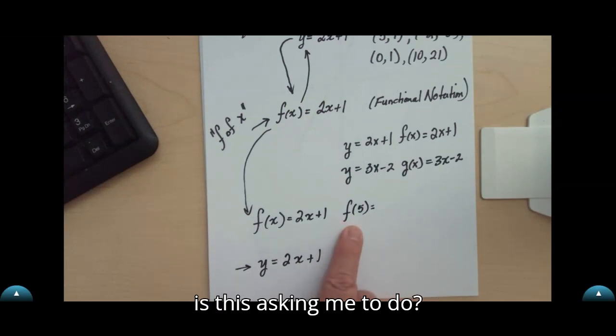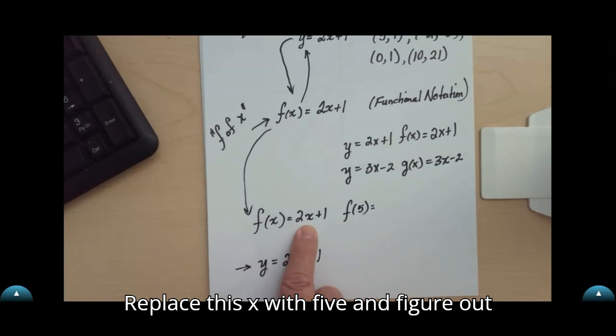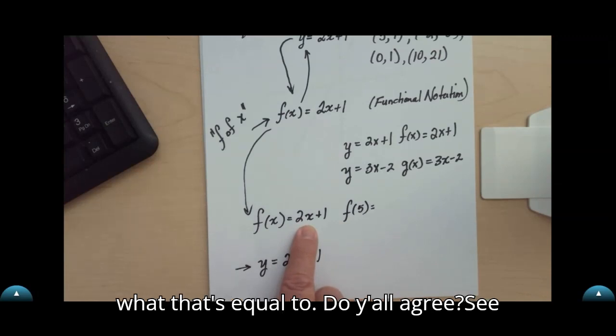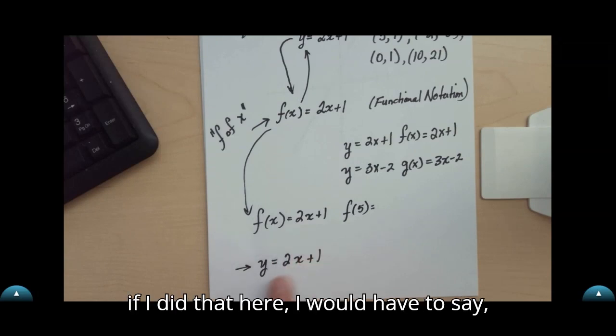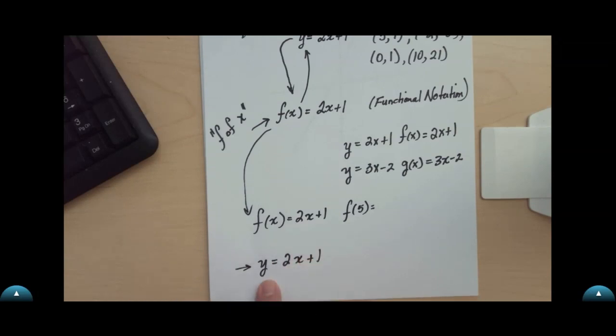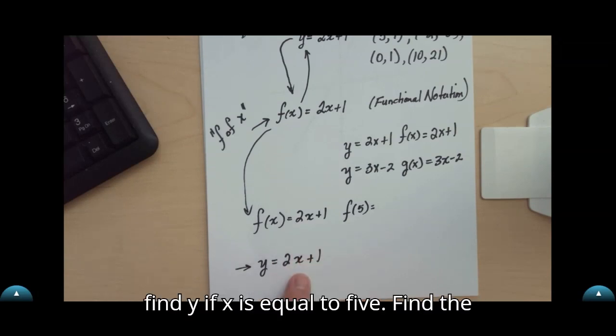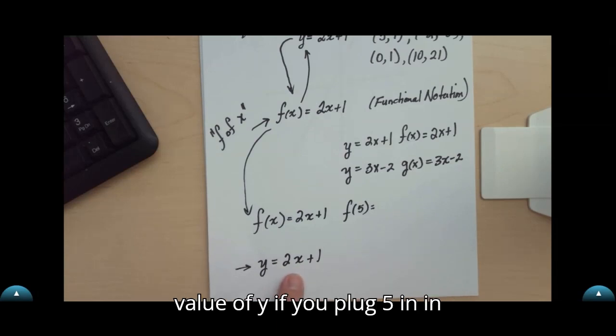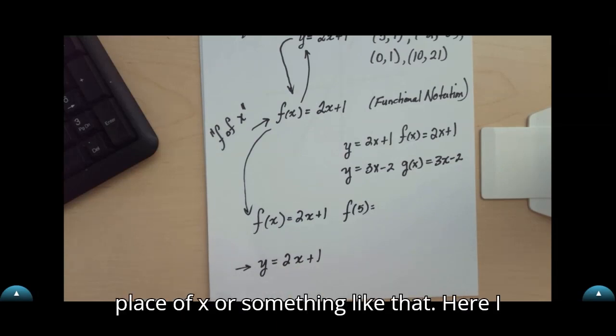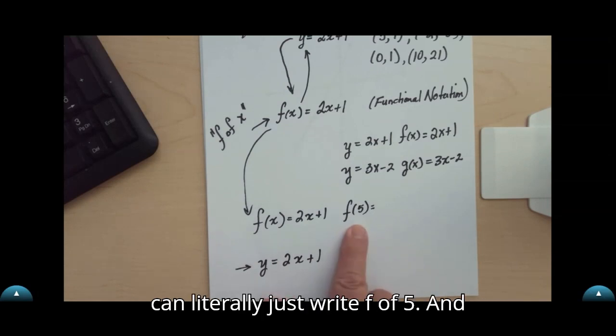What is this asking me to do? Replace this x with 5 and figure out what that's equal to. Do y'all agree? See, if I did that here, I would have to say, find y if x is equal to 5. Find the value of y if you plug 5 in place of x or something like that. Here I can literally just write f of 5.